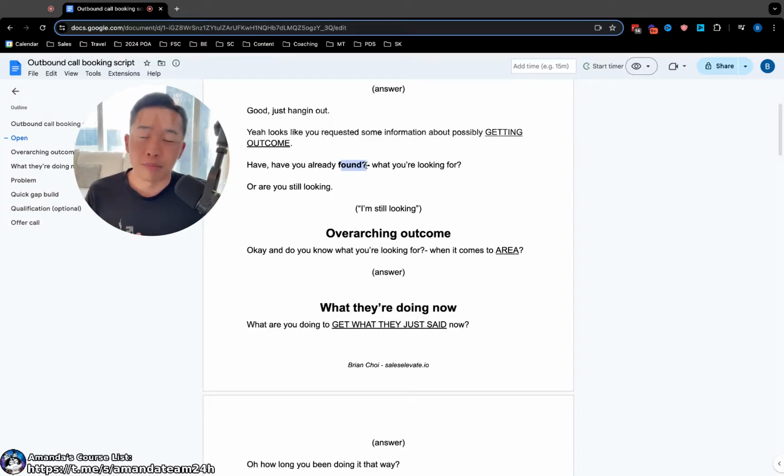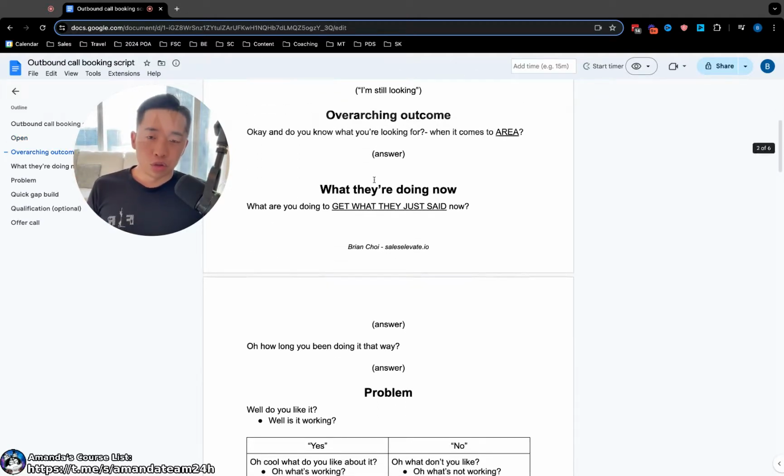On the script, depending on how you want to do it and whatever works better for you, I like to bold it and put a question mark and a dash whenever I'm doing an upward inflection. Have you already found what you're looking for, or are you still looking? Emphasis on the "found," because when you say found, pause, what you're looking for, now they start to internalize: have I found it? Yes or no? And then you'll get different answers.